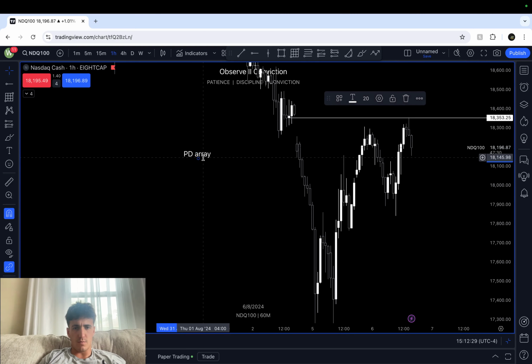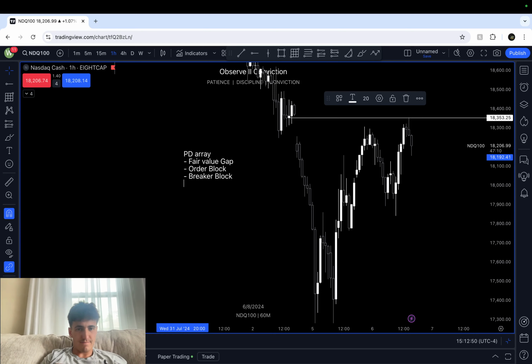Now for example, it could be a fair value gap. That's one option. That's probably the most basic one. It could be an order block. It could be a, let's think, breaker block. What else is in there? It could be an inverse fair value gap, IFG. What else is there?